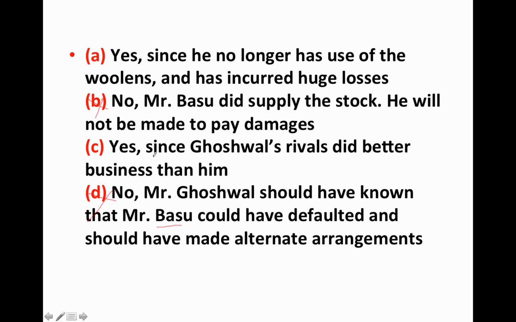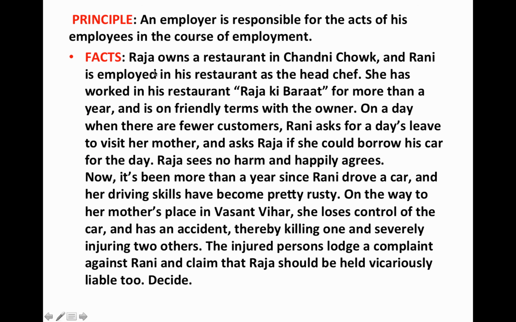The third option says that since Mr. Ghoshwal's rivals did better business than him. We don't have any information about any of the rivals of Mr. Ghoshwal. So this is also ruled out. So option A is correct. That yes, Mr. Ghoshwal can receive compensation because he no longer has use of the woolens. It is already February. Winter will be going away. From March, summers are upon us. So all those woolens that he bought, it's a waste for Mr. Ghoshwal. He cannot sell them now. So he has incurred huge losses. So option A is correct and he can be compensated.